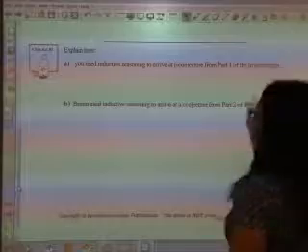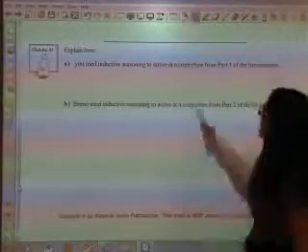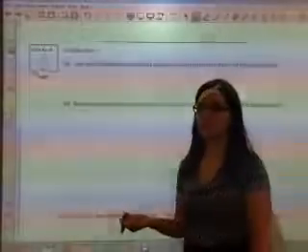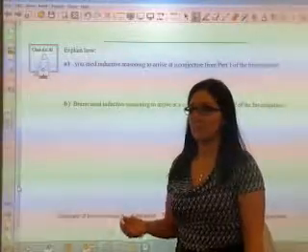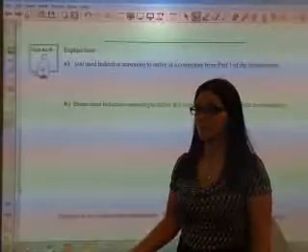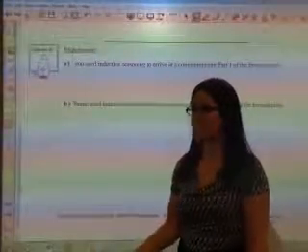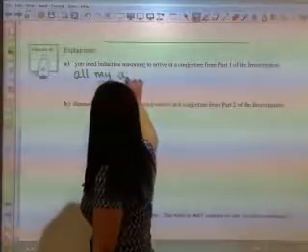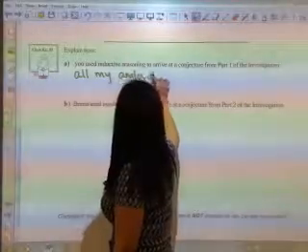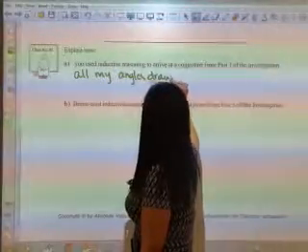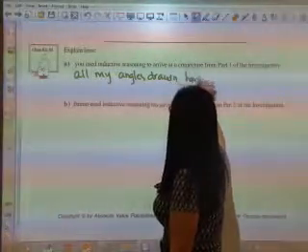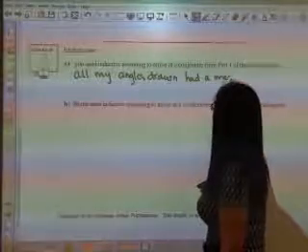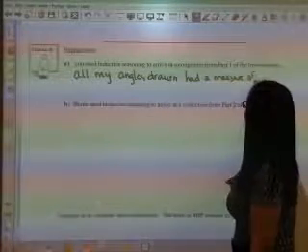Okay? So how did I use inductive reasoning to arrive at this conjecture? I drew some angles. They all equal 90 degrees. So all my angles drawn measured 90 degrees.